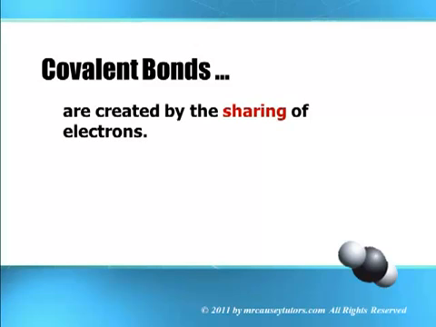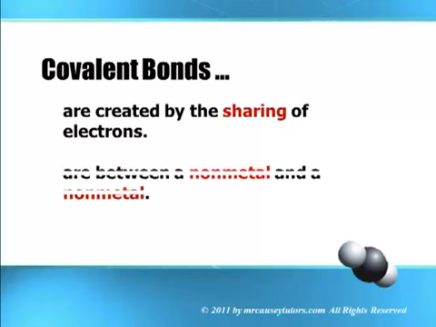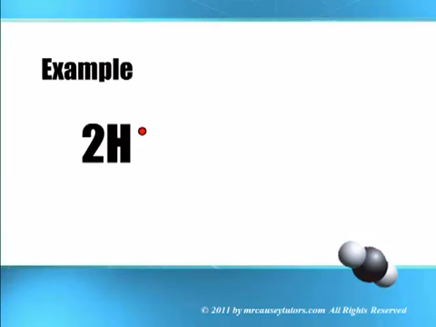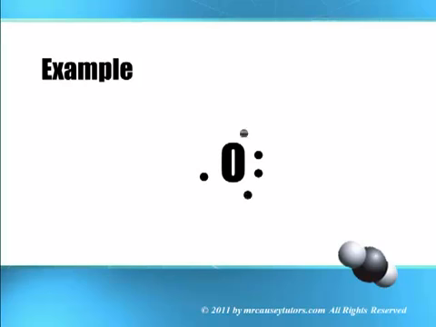It's not so much a transfer of electrons, but a sharing of the electrons between two atoms. It's between a nonmetal and a nonmetal, and of course they create covalent compounds. Here's an example. We have some hydrogen and some oxygen. Now notice oxygen wants two electrons, and so we had to have two hydrogens.